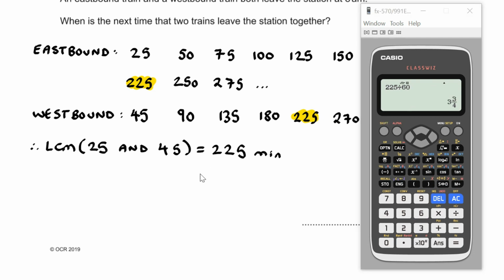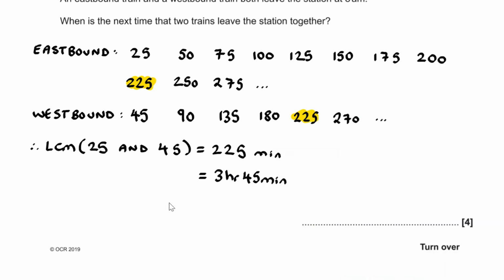3/4. So here we've got 3 hours. Well, 1/4 of an hour is 15 minutes, so 3/4 is 75 minutes. Rather, 3/4 of an hour is 45 minutes. So what we now need to do is add on 3 hours 45 minutes, and therefore we'd have 11:45 AM as our answer.